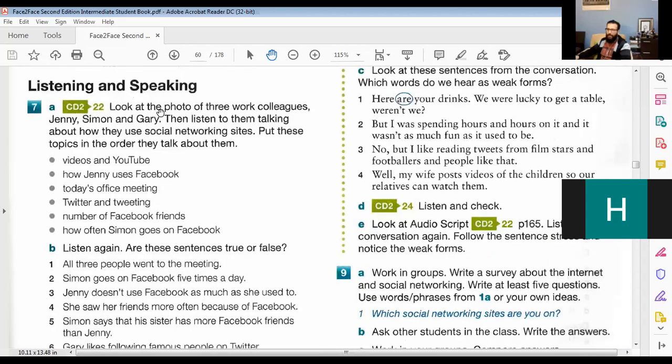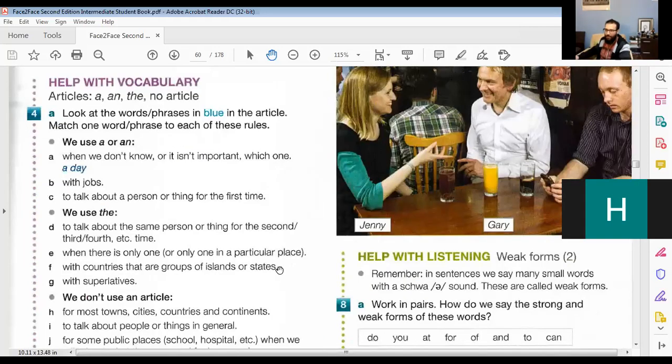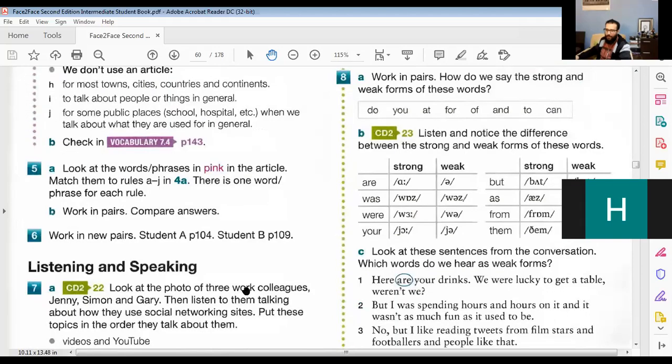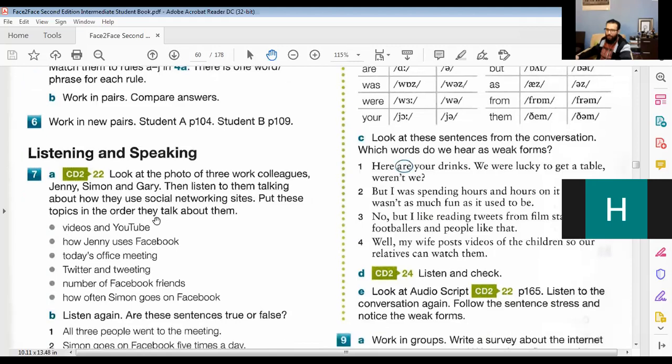It says here, look at the photo of three work colleagues. So we have Jenny, Simon, and Gary. Let's take a look at the photo first. So here they are. This is Jenny, this is Gary, and this is Simon. These three are work colleagues. So they work together at the same company maybe, or at the same office, I don't know. Anyway, it says here, listen to them talking about how they use social networking sites, and then put the topics they talk about in the order they talk about them.